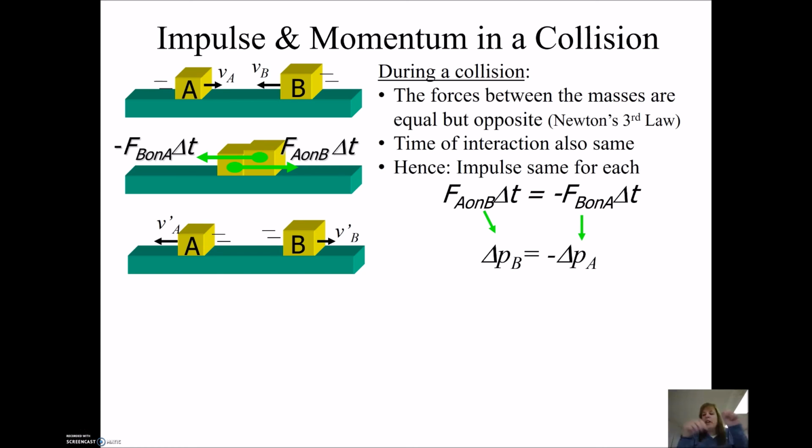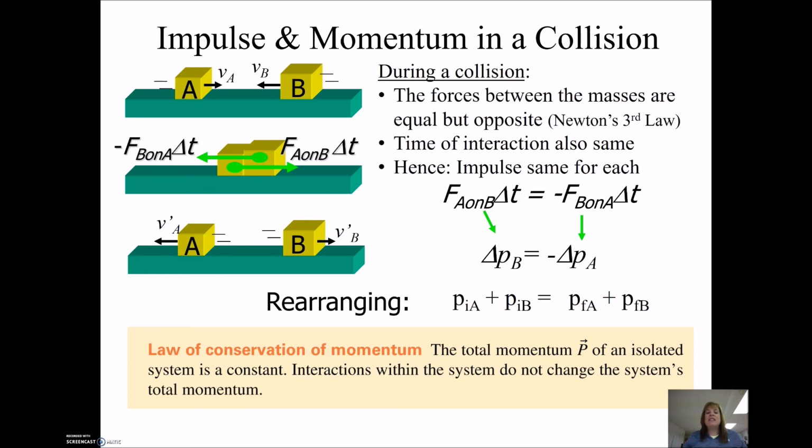So if we rearrange these so that I put all initials on one side and all finals on the other side, I get this equation: the initial momentum of A plus the initial momentum of B is equal to the final momentum of A plus the final momentum of B. This is called the law of conservation of momentum. The law of conservation of momentum says the momentum of an isolated system is constant. It's a great way to solve for speeds of objects before and after collisions.